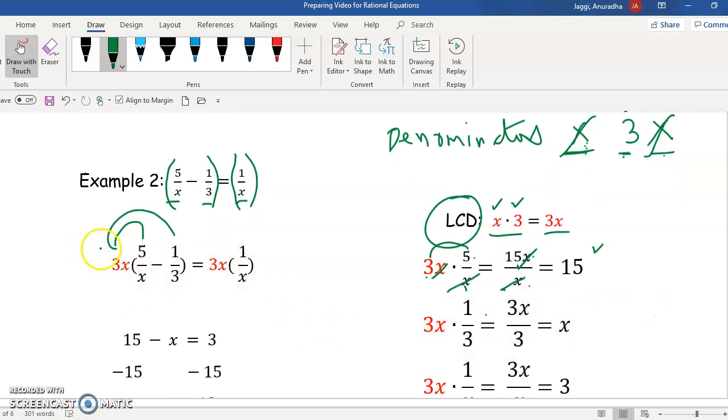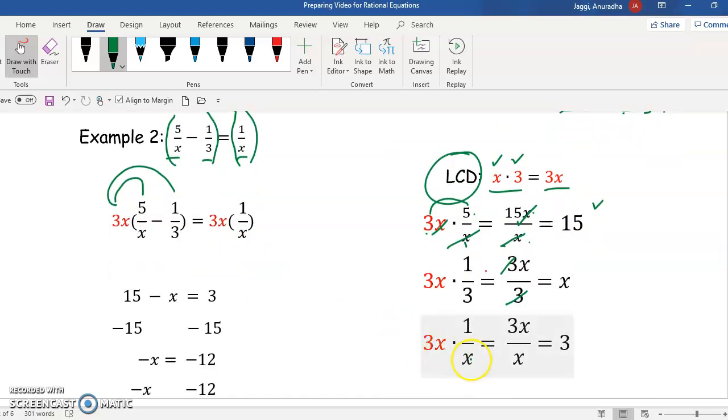Similarly, when you multiply your 3x with 1 by 3, you can cancel this 3 with 3 and get x as an answer, or you can multiply 3x times 1 is 3x and divide it by 3. So 3 and 3 get cancelled here, and you get x, right? And the third one is the right hand side of the equation, 3x times 1 over x.